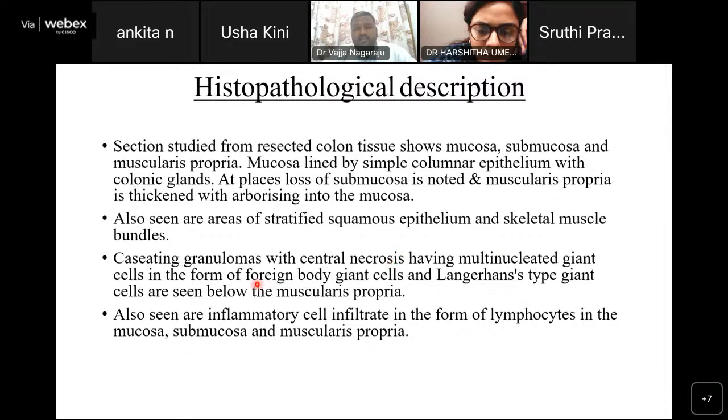Also seen are caseating granulomas with central necrosis, having multinucleated giant cells in the form of foreign body giant cells and Langhans type giant cells below the muscularis propria. Also seen is an inflammatory cell infiltrate in the form of lymphocytes in the mucosa and submucosa.